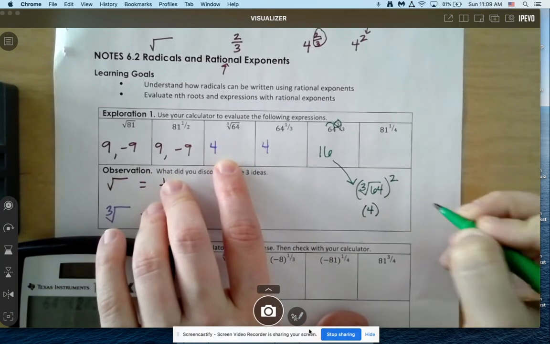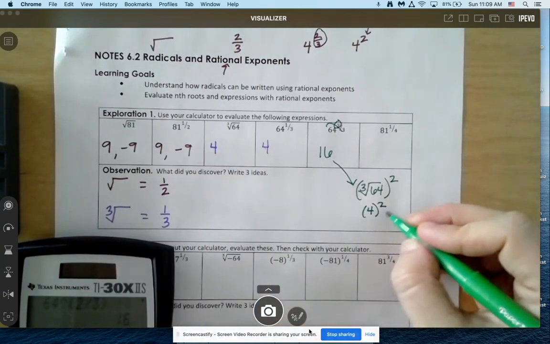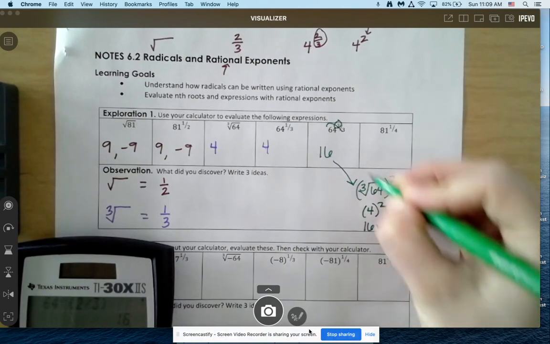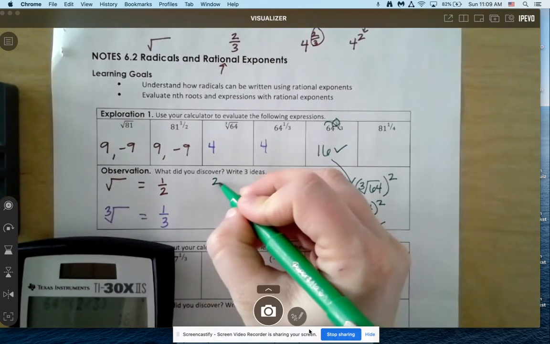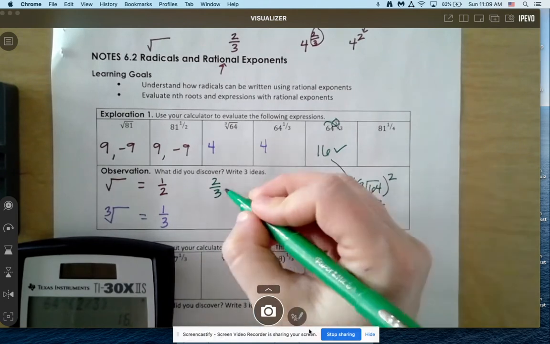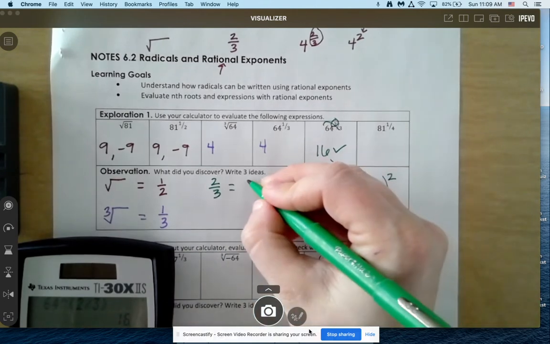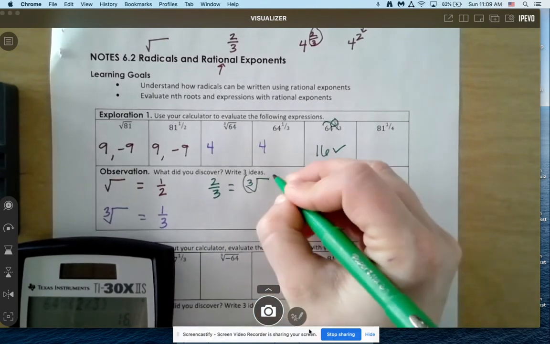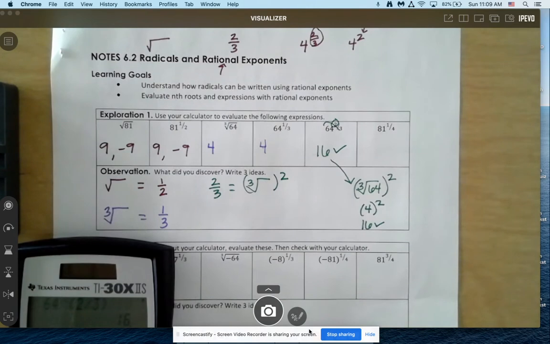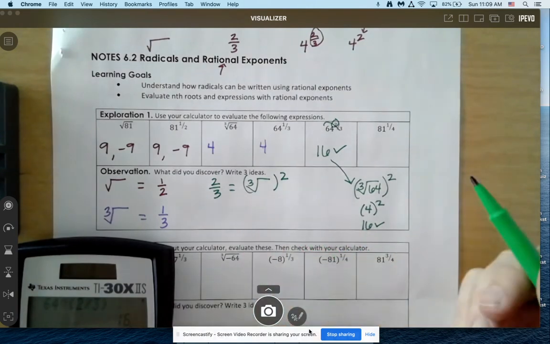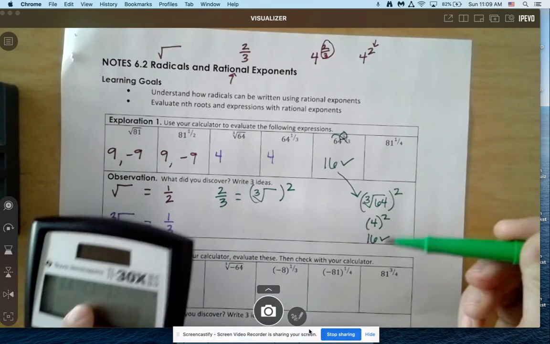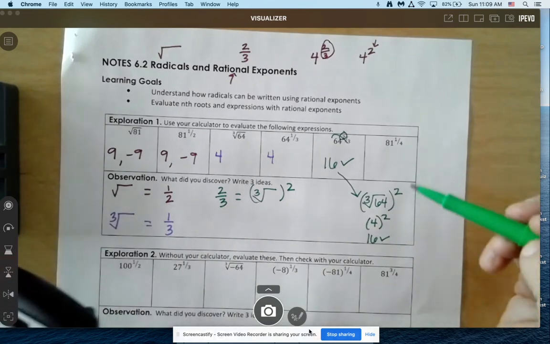And now we have to square it. And 4 times 4 is 16, which we got. So really, you guys, taking something to the 2/3 power is like writing it like this. This is kind of advanced, and I know it's kind of confusing, but like I said, this is what your calculator is doing. So I just wanted to explain to you that this is what was happening in your calculator.